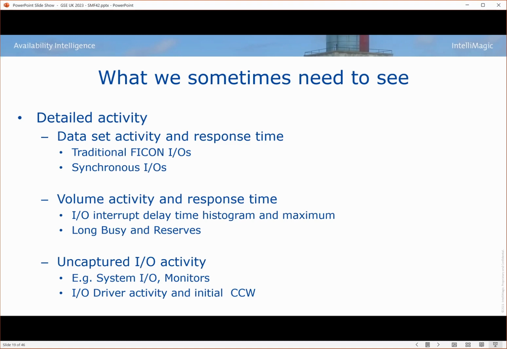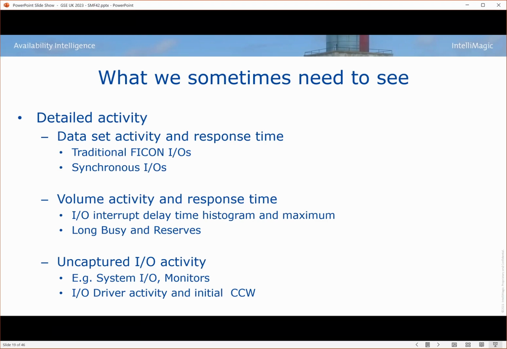Great, but what do we sometimes need to see? Detailed information about what data sets are active and what is their response time. Now, we want to also see, well, are we talking about traditional FICON IOs or are we talking about zHyperLink synchronous IOs? That's becoming a little bit more prevalent in our environments. Maybe the volume activity and response time, we want to look at breakdown of the IO interrupt delay, or things like reserves or long busy, which are definitely affecting our IO response times.